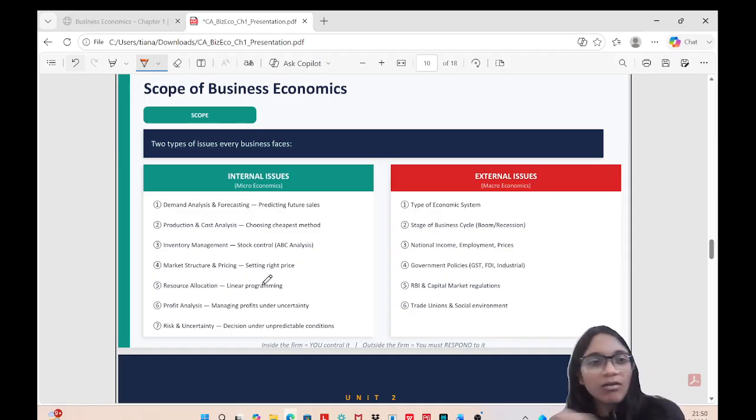External issues will be the economic system. Economic system is whether the country is capitalist, socialist, mixed. This affects your business. Stages of the business cycle: is it in boom or recession, national income, employment, government policies. National income matters because only when people have money will they buy your product, right? These are the external issues. Weather conditions, government policies. What does the government do? It gives exemptions, cost reduces. All this matters. RBI, capital market reduction. RBI increases the interest rates, your borrowing cost will increase.